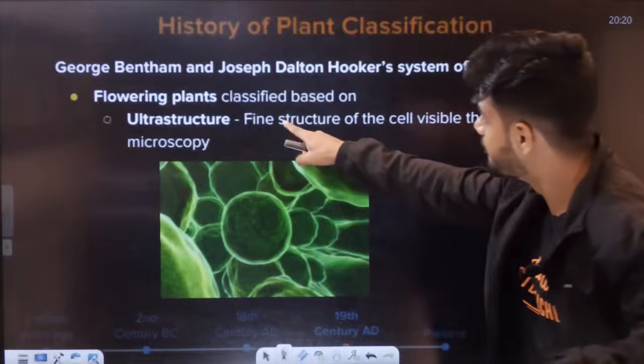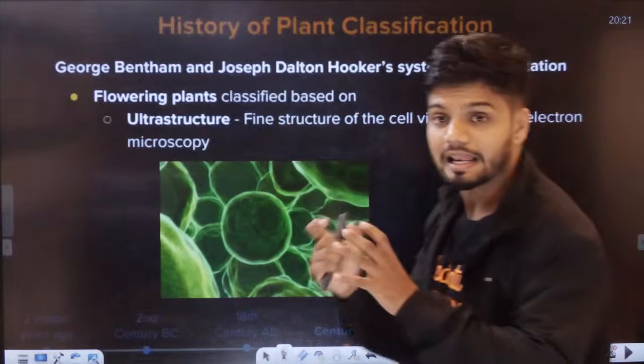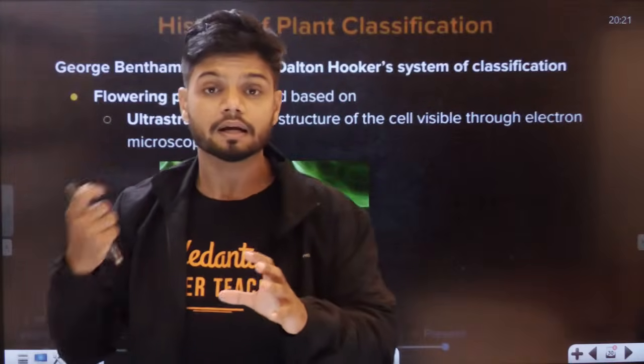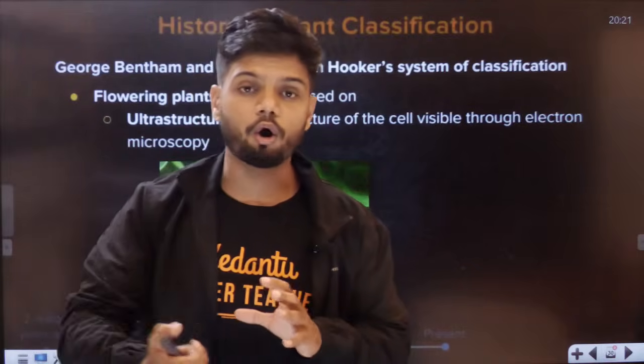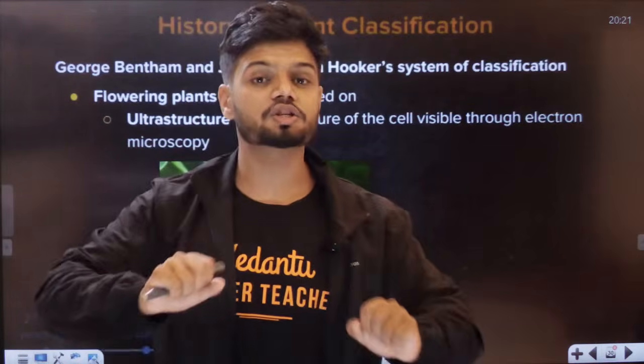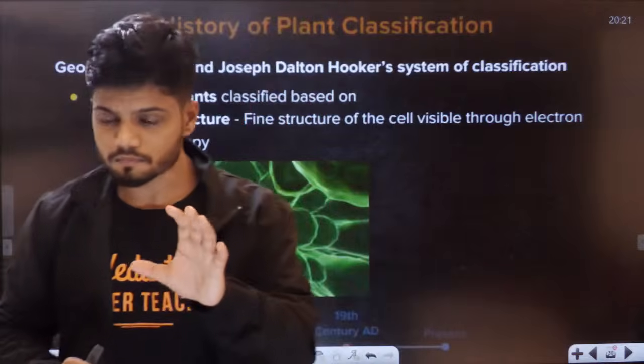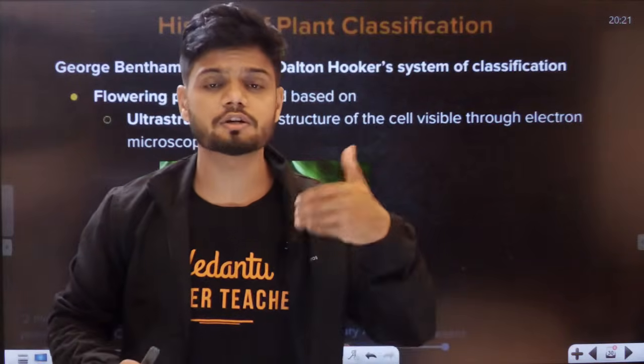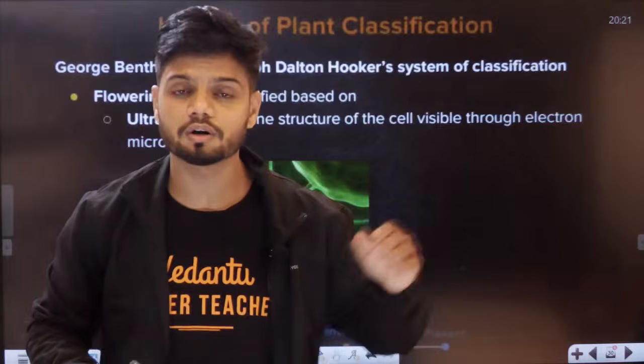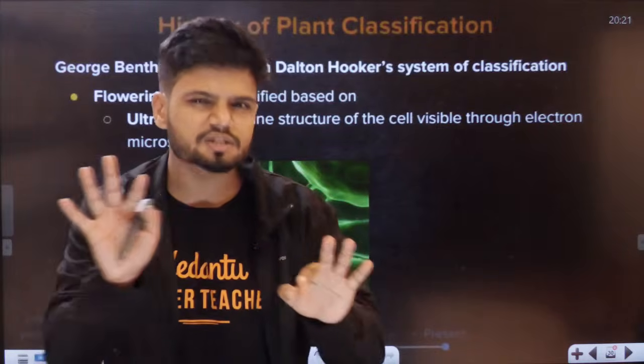Inside, students, the fine structure of the cell. Does the cell have eukaryotic or prokaryotic organization? Does the cell have a cell wall? What organelles are present in a cell? Classification based on that. Let's say we have a plant which does not have chlorophyll, parasitic in nature, Cuscuta. So the classification started now.